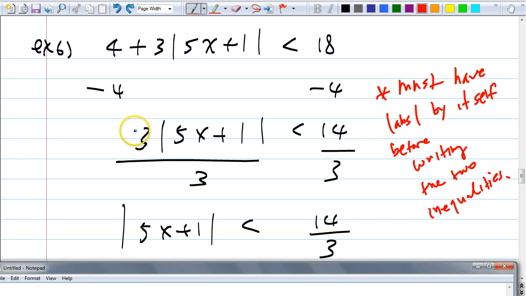Somebody said, could we distribute this 3 inside the absolute value? Don't do that, because absolute value is not the same as parentheses. Does that make sense? So just get rid of it. This is the easiest way. So just get rid of everything that's around the absolute value first. Then you have absolute value of 5x plus 1 is less than 14 over 3.